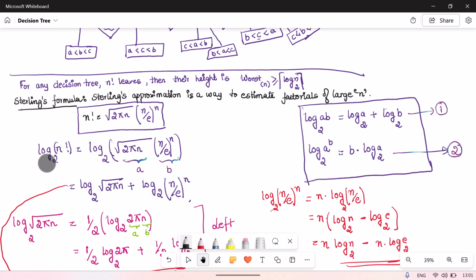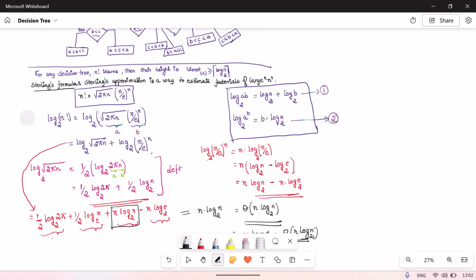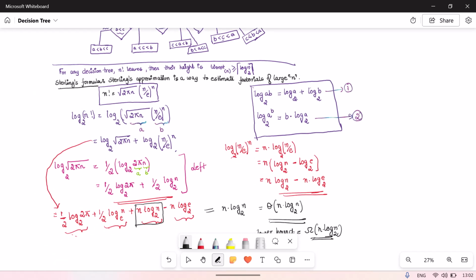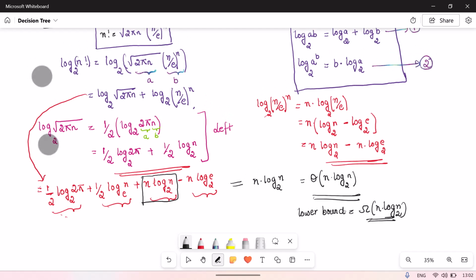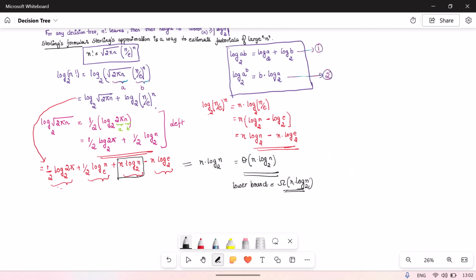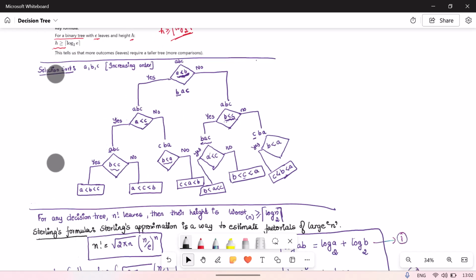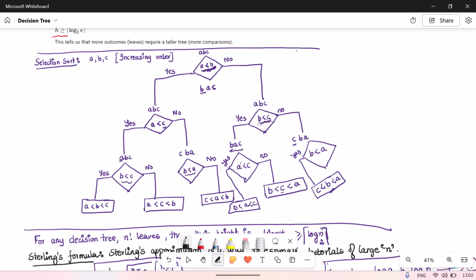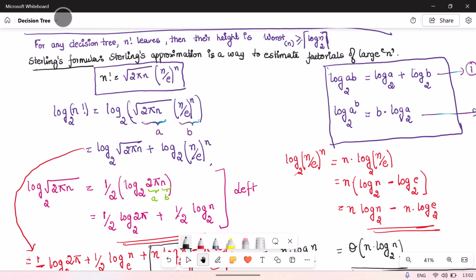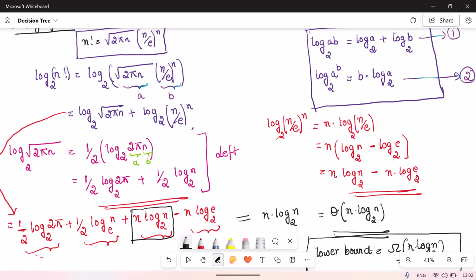So if they ask you to do the time complexity for selection sort, you can do it like this. Steps might look lengthy, but they're not complicated. Practice this once or twice, understand the formulas and substitute. That's all. Okay, so this should be your answer. That is about the selection sort. You'll have to write the decision tree as well as derive the time complexity.